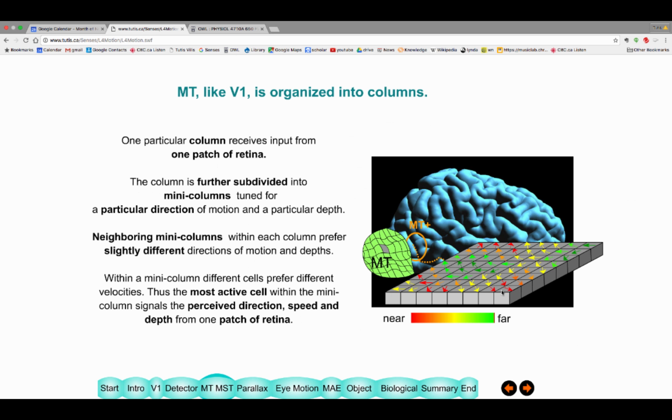In addition, within any one of these little mini columns, you have many, many cells, and each one is activated for a particular speed. Remember how those series of dots at the activation of that neuron early in this lecture looked. So again, if you see something moving, it's moving in a particular direction, a particular depth location, and at a particular speed. All that is determined by the firing of one little group of neurons.